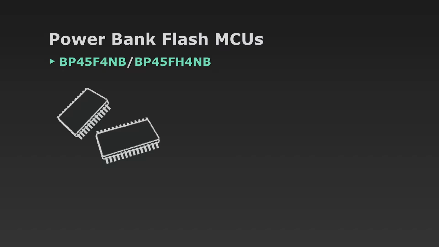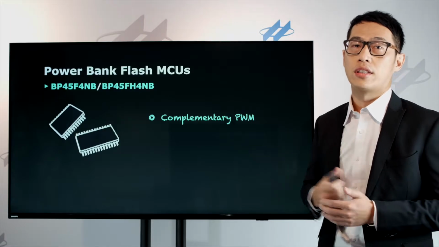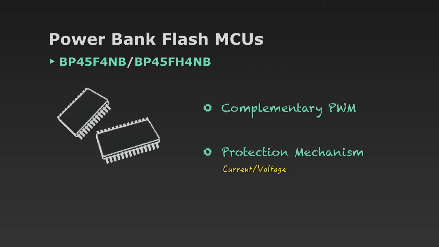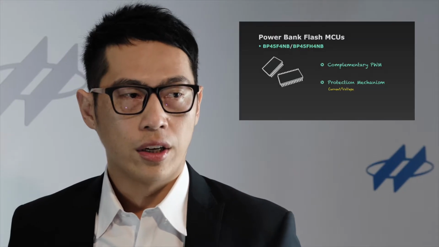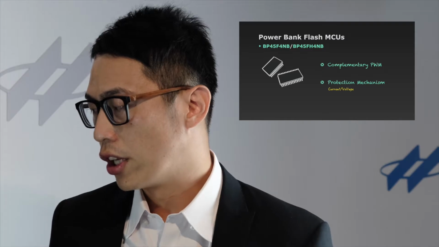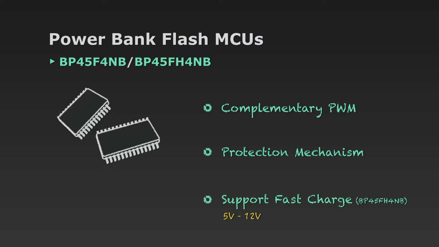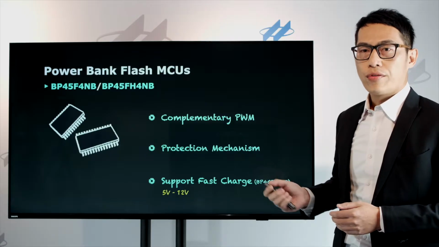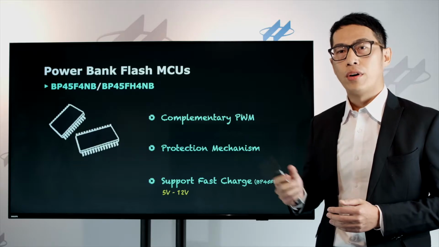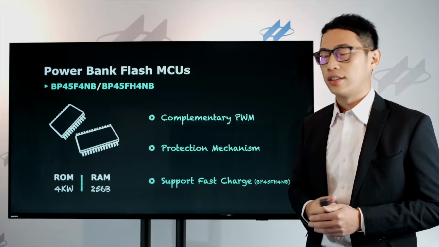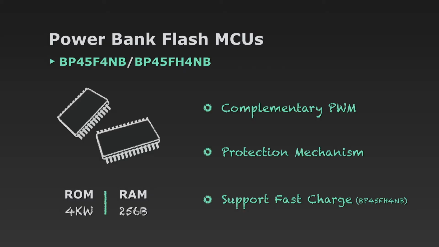Apart from the previous features, we also integrate complementary PWM to drive the external MOS, and the protection mechanism. For power products, the protection mechanism is a very important thing, so that's why we also integrate it. Current means over current protection. Voltage is over voltage protection. The final one is support fast charge. BP45FH4MB supports 5 volt to 12 volt fast charge. And the ROM and RAM size is 4K word and 256 bytes individually.